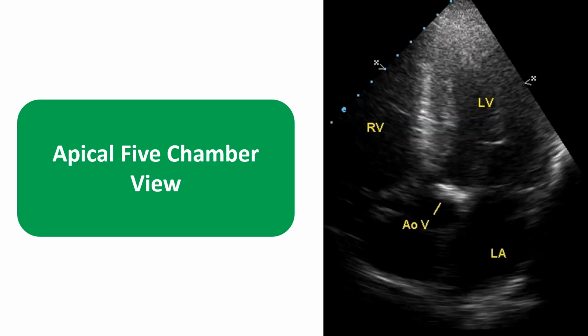Still frame from apical 5-chamber view showing 4 cardiac chambers and the aorta with calcified aortic valve. The intraventricular septum can be seen thickened as part of the left ventricular hypertrophy.